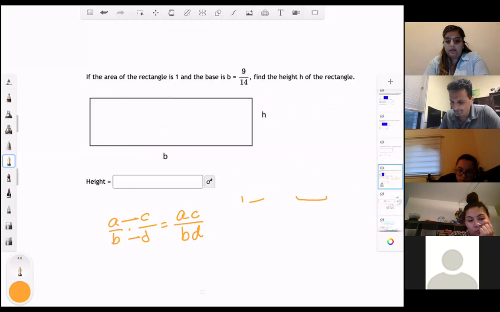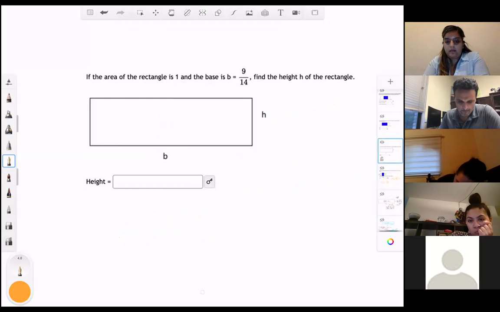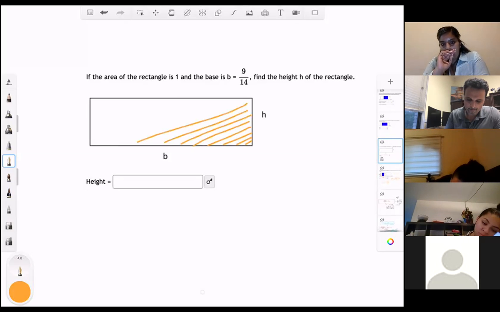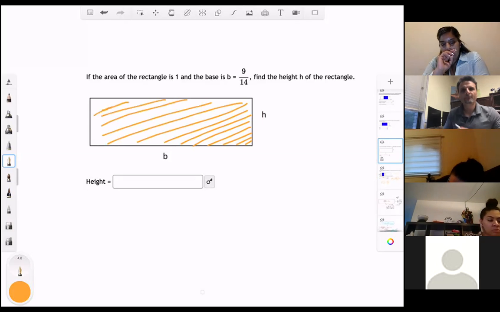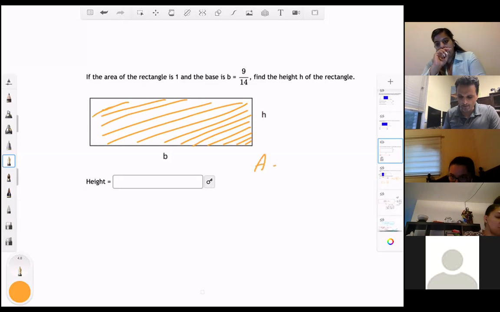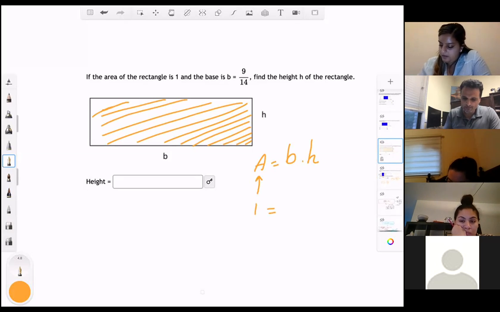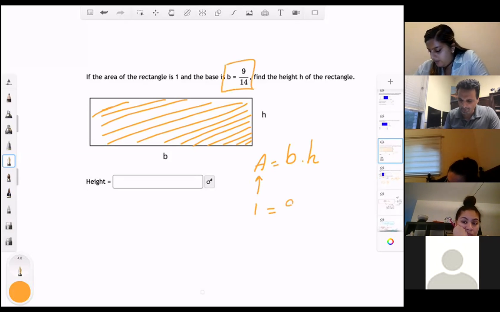Let's have another one. If the area of the rectangle is 1, this is 1. The formula for area was A equals B multiplied by height. Great, area is given, 1 is given. And the base is 9 over 14, beautiful. We have this one as well, multiplied by height. Find the height.